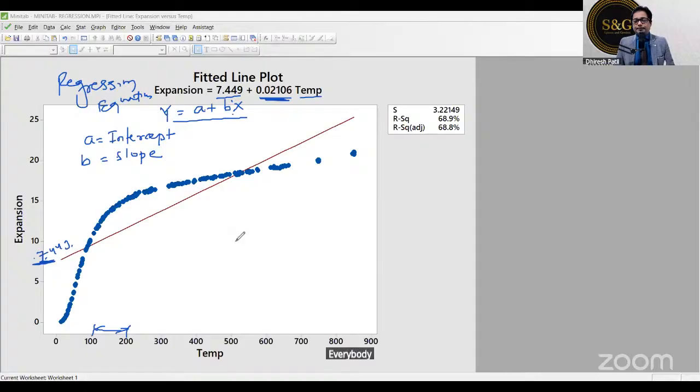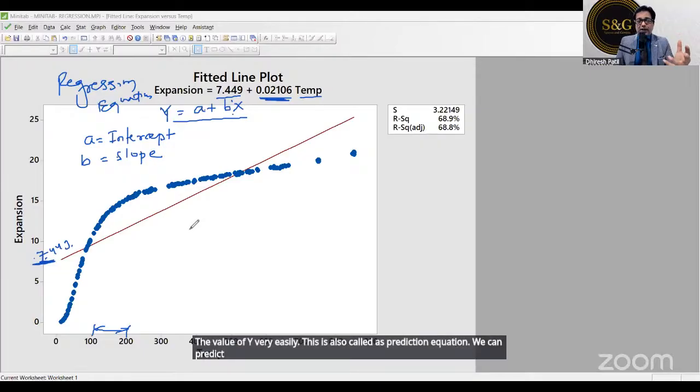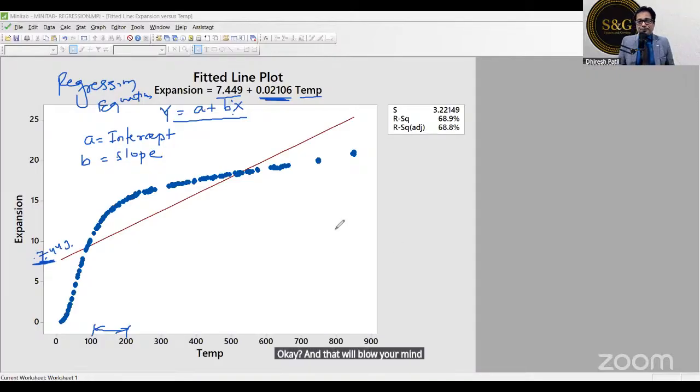Everybody with me? So we can use this equation and find out the value of Y very easily. This is also called the prediction equation. We can predict this. Okay. Tomorrow, when we learn design of experimentation, we will see the prediction equation at the advanced level. And that will blow your mind completely.